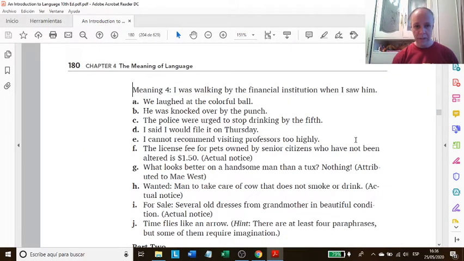Okay, let me see. Oh, meaning number four, there is a fourth meaning. I was walking by the financial institution when I saw him. Okay. Letter A says, we laughed at the colorful ball.